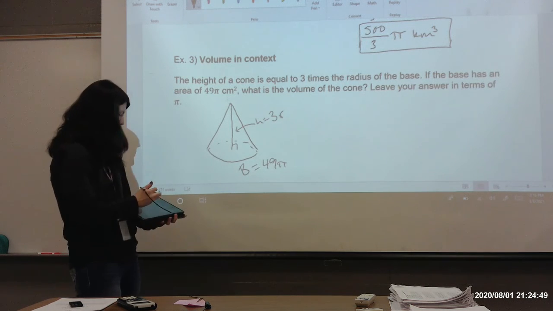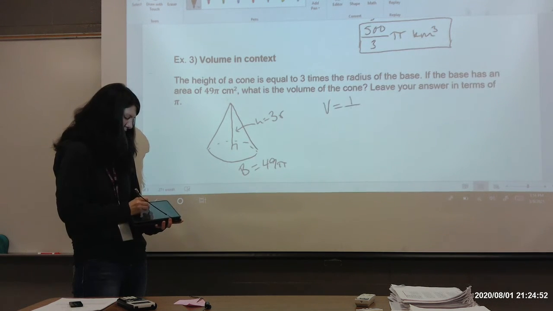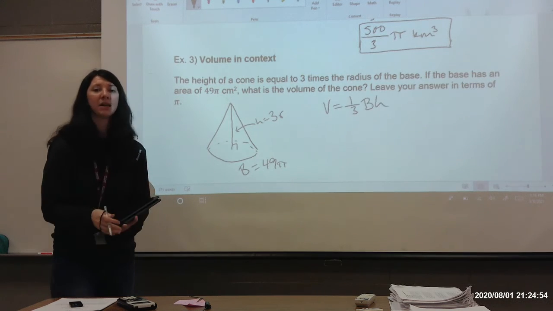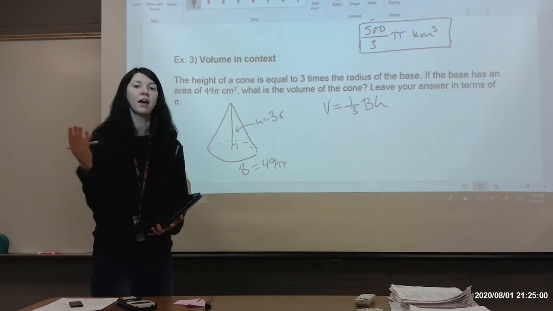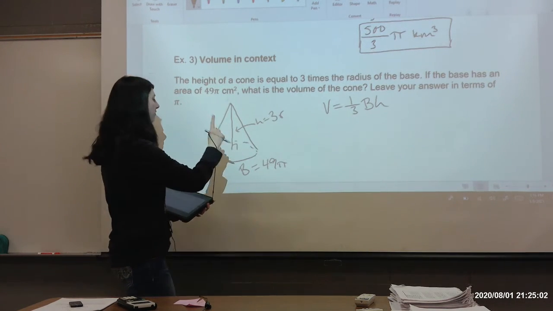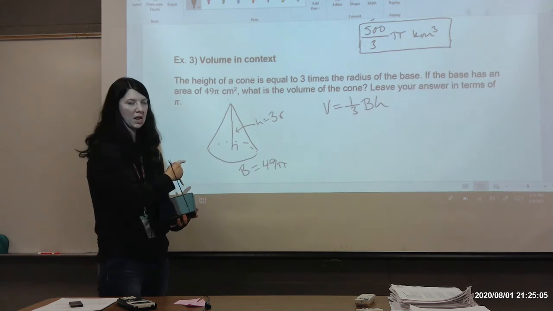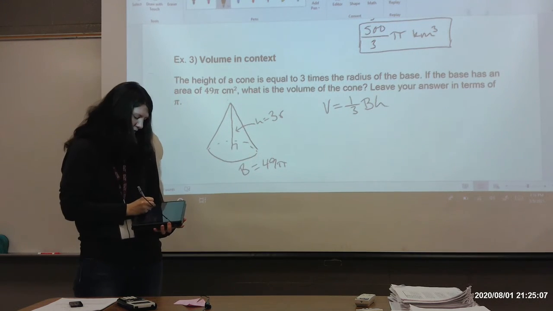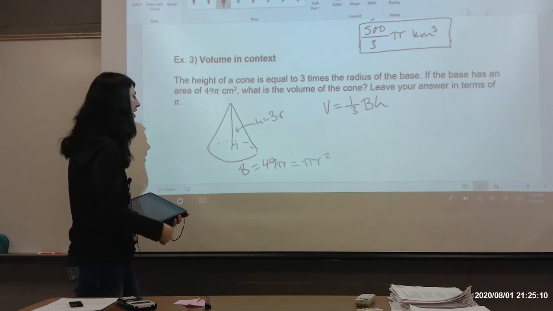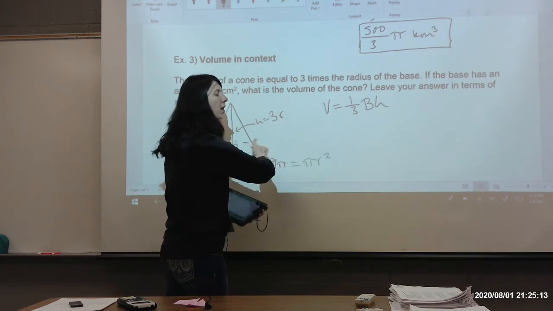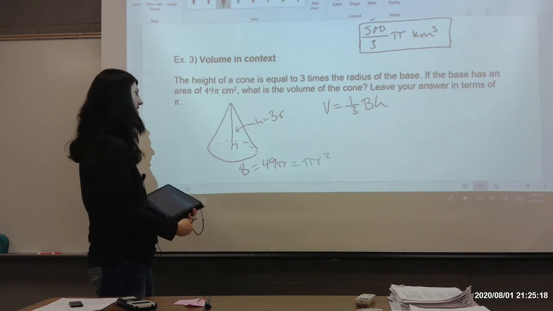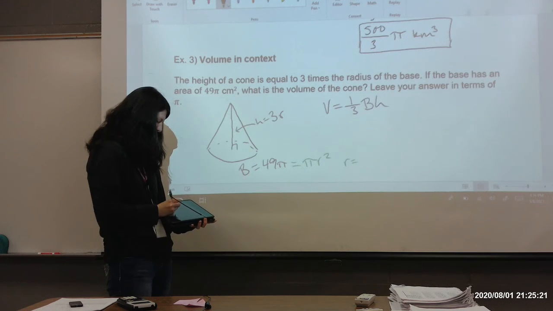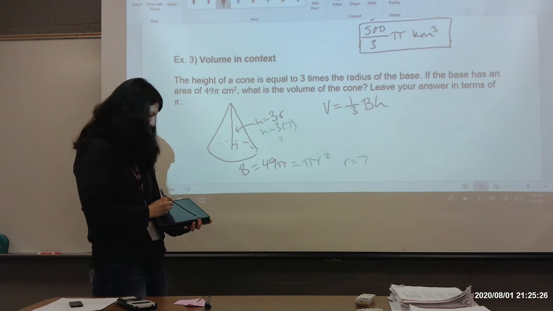Okay, so as you're working, you should see that the formula for the volume is 1/3 area of the base times the height. Well, we have the area of the base, what we don't have is the height. We know the height's related to the radius, but we don't have the radius. Lucky for us, we have the area of the base, which involves the radius. We know that the area of a circle is equal to pi r squared, and if 49 pi has to equal pi r squared, I know that r has to equal what? 7. R has to be 7. So I know that h has to be 3 times 7, right, which would be 21.